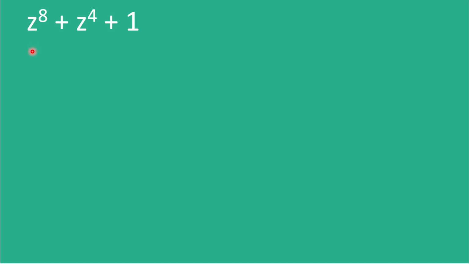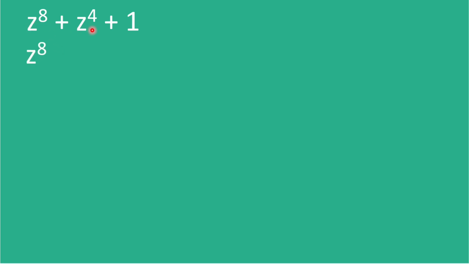Hello everyone. We have this polynomial expression z power 8 plus z power 4 plus 1, and we have to factorize this expression. Please remember, this is a polynomial expression, so we cannot solve this. Rather, we can factorize this and simplify this. So let's start the factorization.